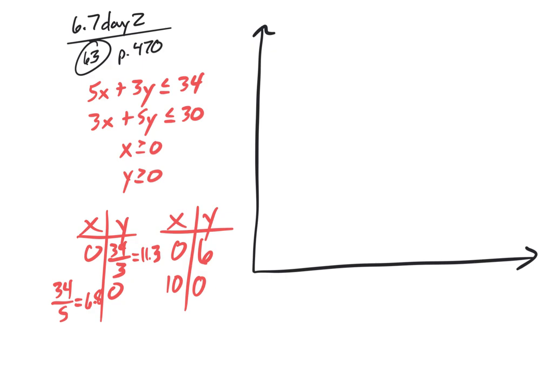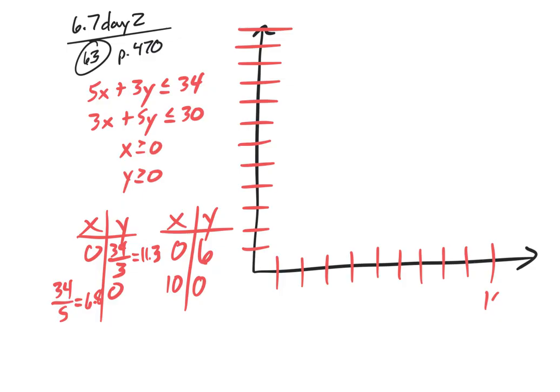So when I go up on my y-axis, I need to make sure I go up at least to 11.3. And then on my x-axis, I have 6.8 and 10, so 10's my bigger number. We've got to go out to at least 10. And we're going by ones in both cases. And you can label the whole axis if you want to.